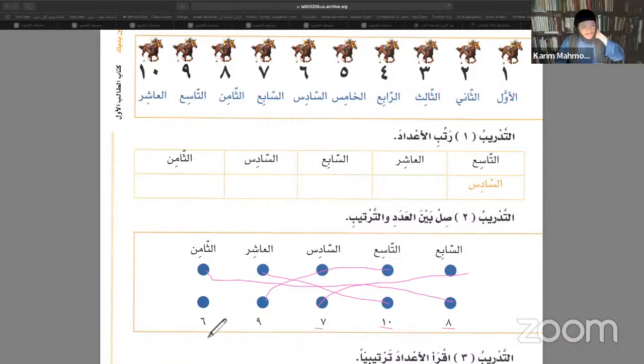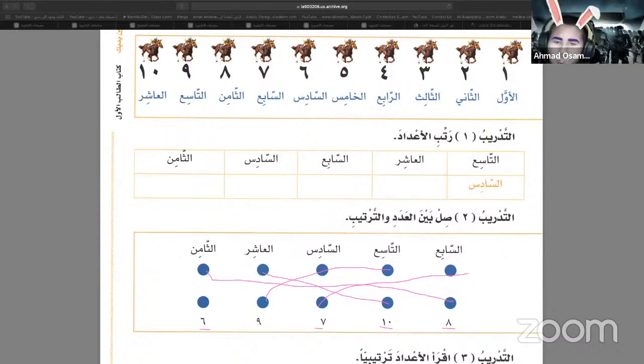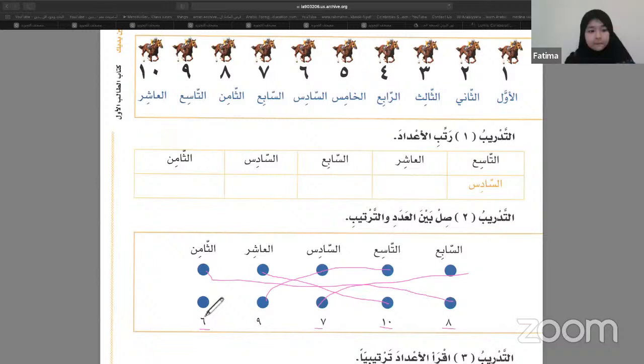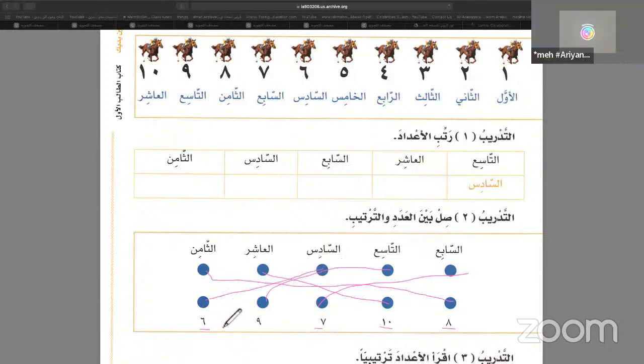All right, last number right here. What is this number? Assalamu alaikum. وعليكم السلام ورحمة الله وبركاته. نور. ستة. Now, what is the ranking of that number? How do I say the six? السادس. Okay. All right, let's say them together one more time, please, everybody.